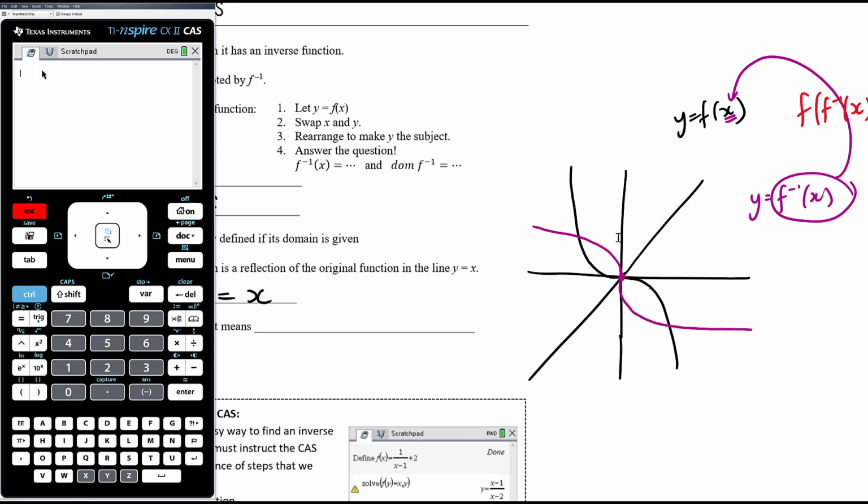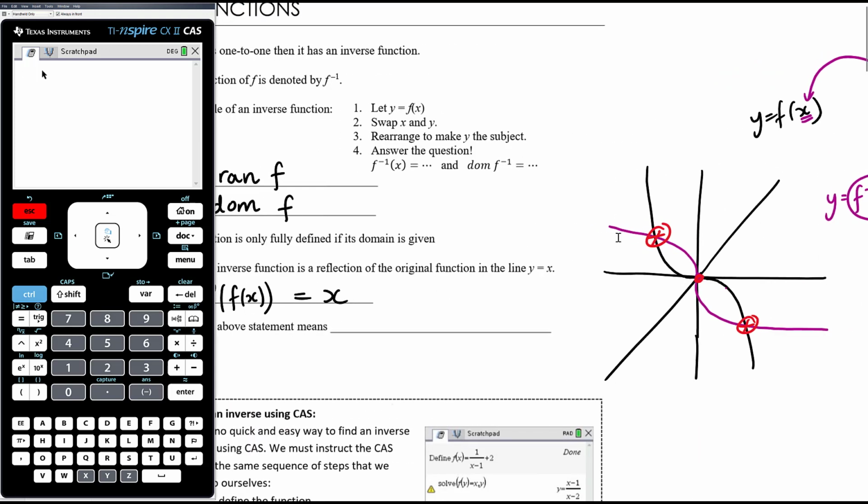And so we do get one point of intersection on the line y equals x, but we actually get two others that aren't on the line y equals x. So if you're trying to find where a function and its inverse intersect, please be careful about how you do it. Please be careful about assuming that it will be on the line y equals x.